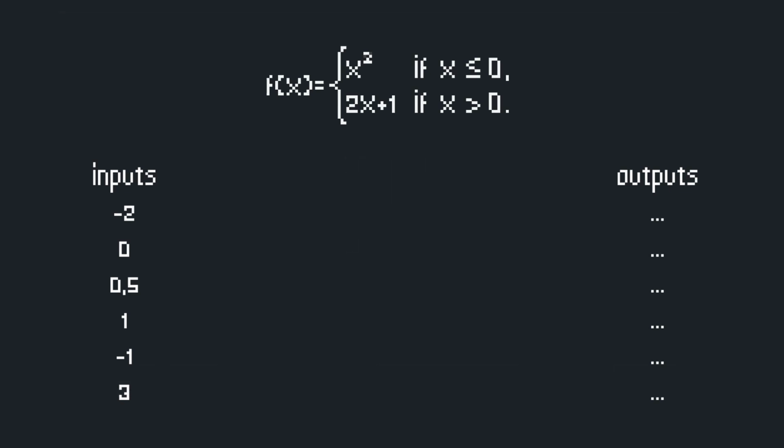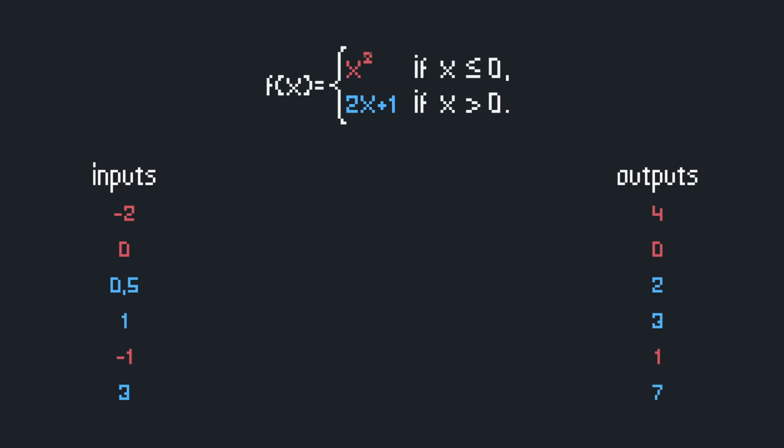Ready? Let's take a quick look. For negative numbers or equal to 0, we used the first calculation formula. And for numbers greater than 0, we used the second calculation formula. And so we obtained a series of results.